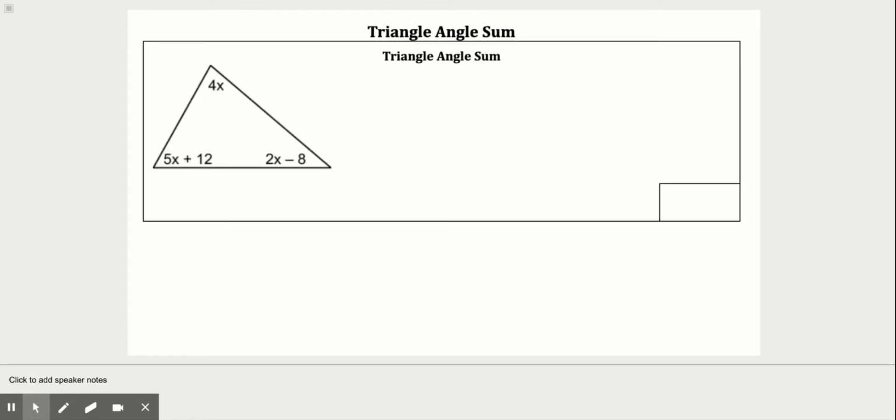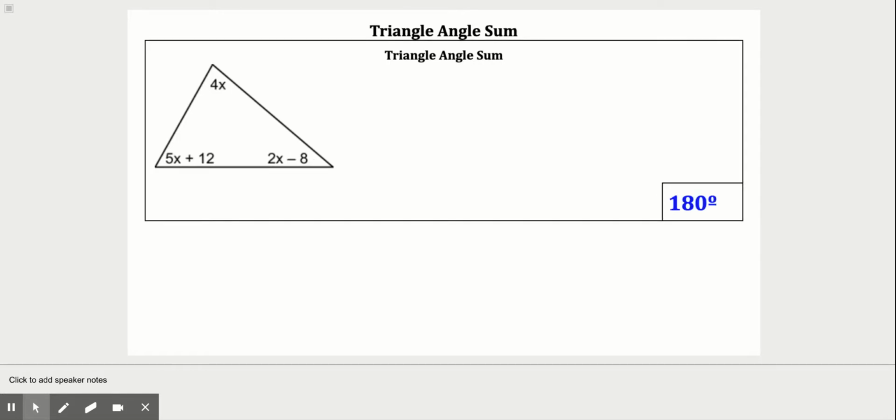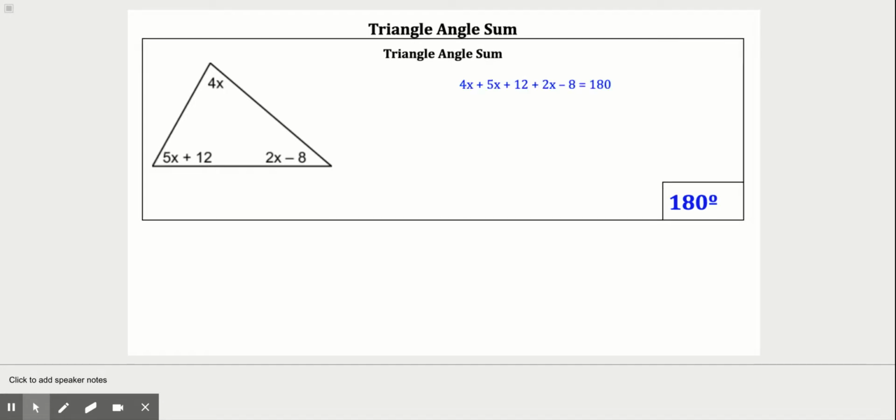We're also going to take a look at the triangle angle sum theorem. The triangle angle sum theorem says that all three angles in a triangle add up to be 180 degrees. So if I was going to try to set up an equation to help me solve for x using this diagram, I would take all three angles and add them together, 4x plus 5x plus 12 plus 2x minus 8, and I would put that equal to 180.